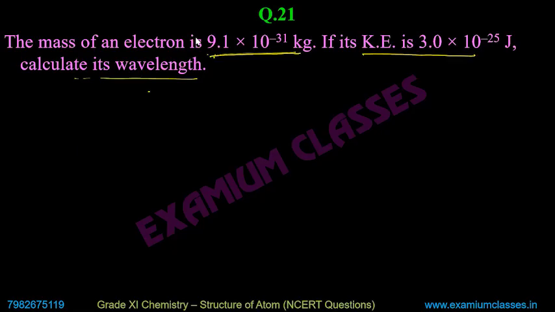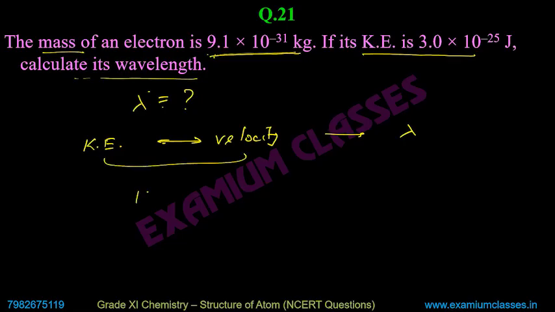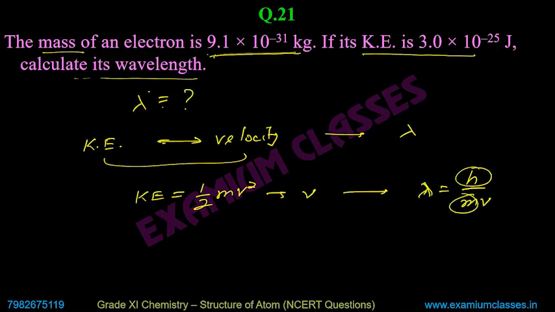So what is required? First, wavelength is required, and you don't have wavelength directly related to kinetic energy. So from kinetic energy, you will get velocity, and from velocity, you will get lambda. Kinetic energy and velocity are interrelated. Kinetic energy is equal to half mv square. From here, you will get velocity, and this velocity you will use in lambda is equal to h by mv. h is known, mass is known, velocity you have calculated, so you will get wavelength.